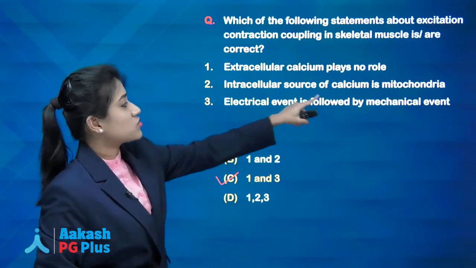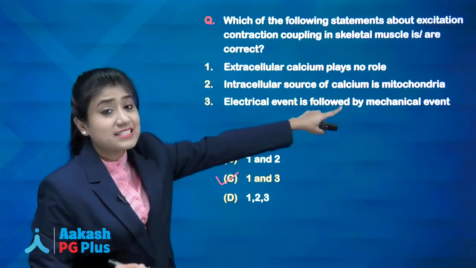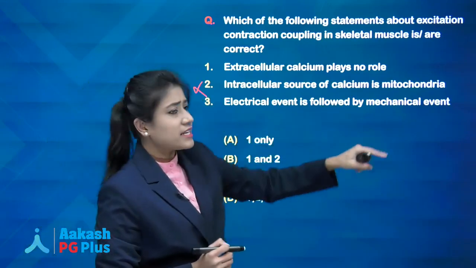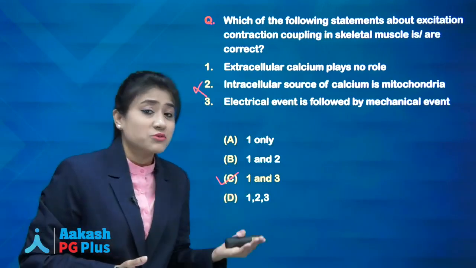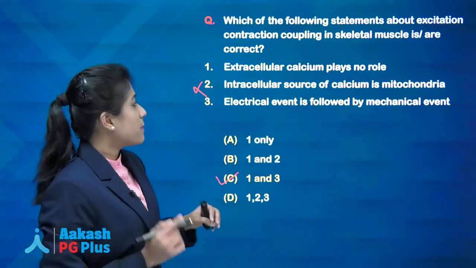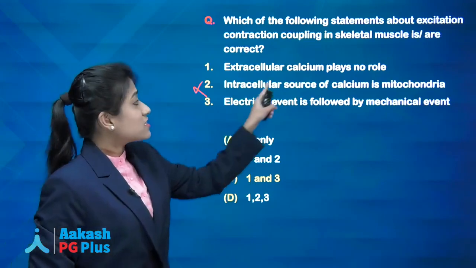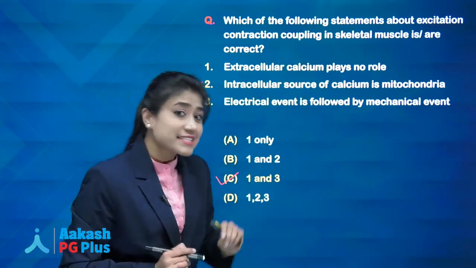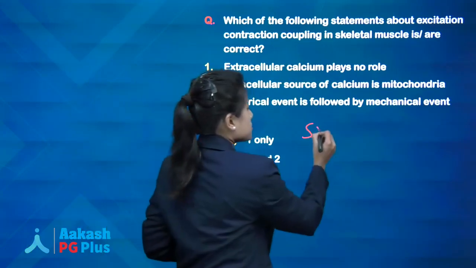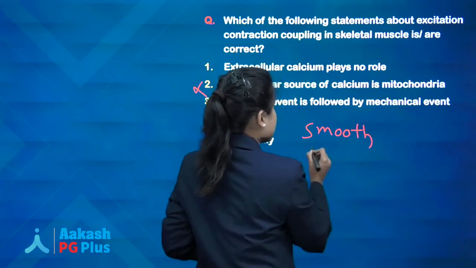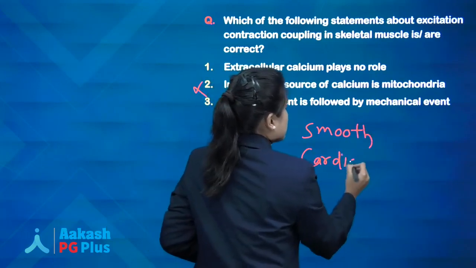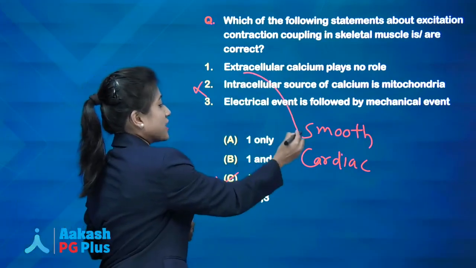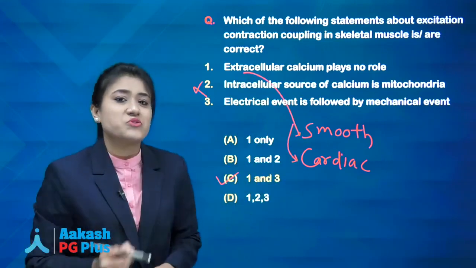Okay. And what about intracellular source of calcium is mitochondria? No, it is sarcoplasmic reticulum. So, it cannot be the answer. What about this, electrical event is followed by mechanical event? Yeah, first action potential is produced, then you will get the contraction. But one more thing you should remember, that extracellular calcium plays no role in case of excitation contraction coupling in skeletal muscle. But what about smooth muscle and cardiac muscle? Remember guys, for smooth muscle and cardiac muscle, extracellular calcium is important for excitation contraction coupling.